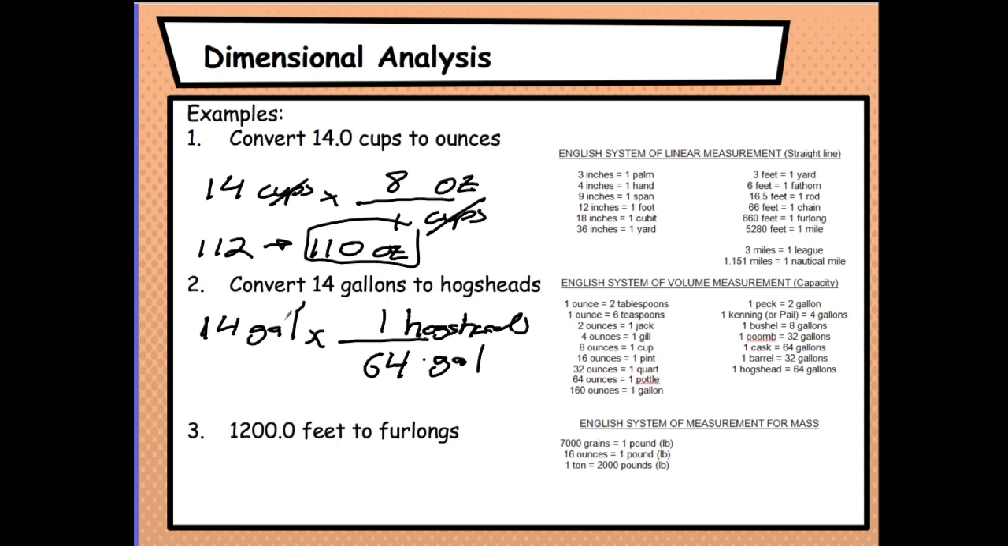My units will eventually cancel out. Gallons, I'm going to multiply 14 times 1 divided by 64. And I'm going to get my answer to be 0.22 hogsheads.